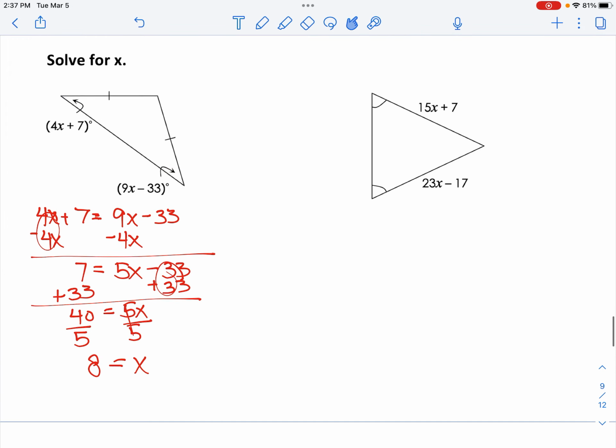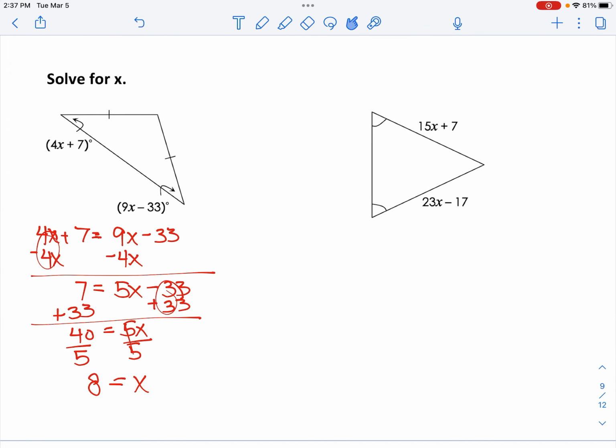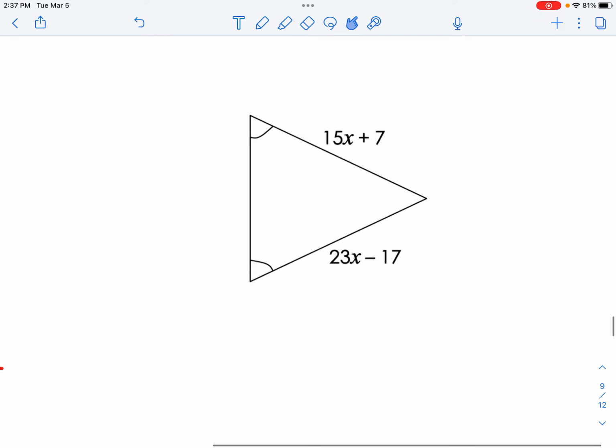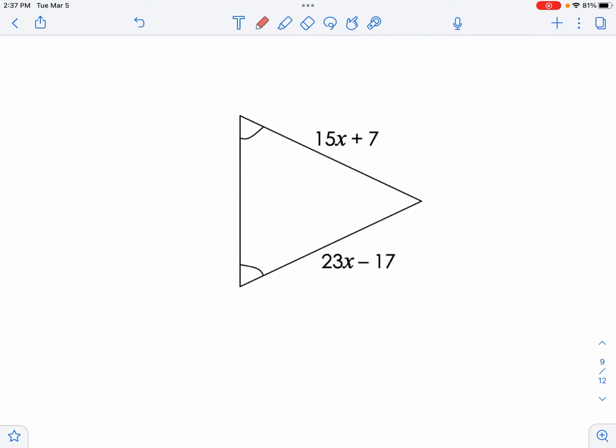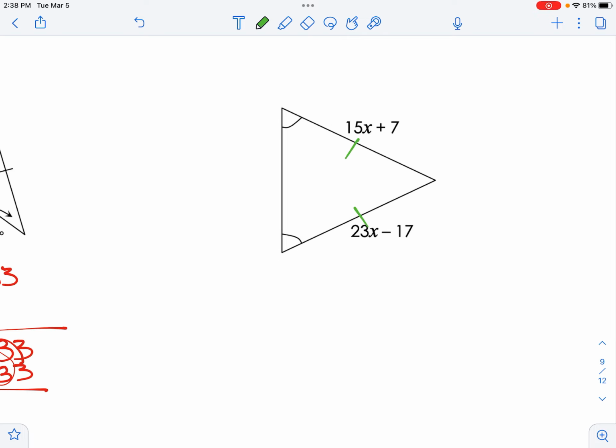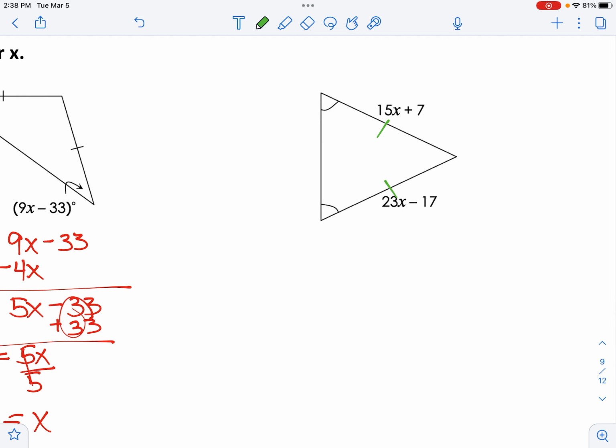Okay, let's take a look at this one. So these two angles are the same, which means the sides across from them have to be the same as well. So this and this have to be equal to each other. So this is an isosceles triangle again. So in this case, 15x plus 7 has to be equal to 23x minus 17.